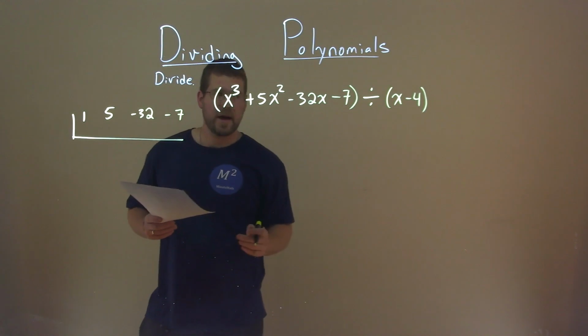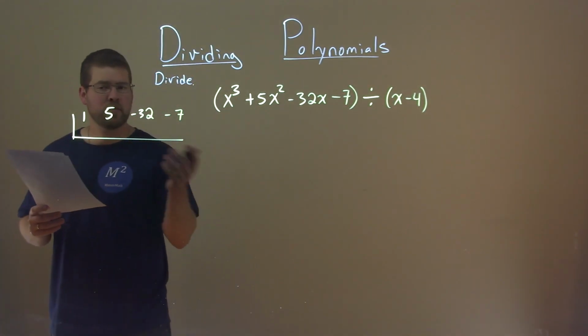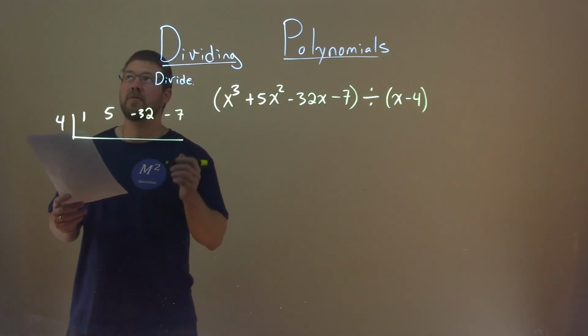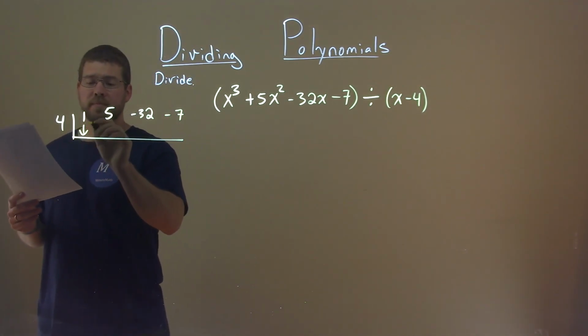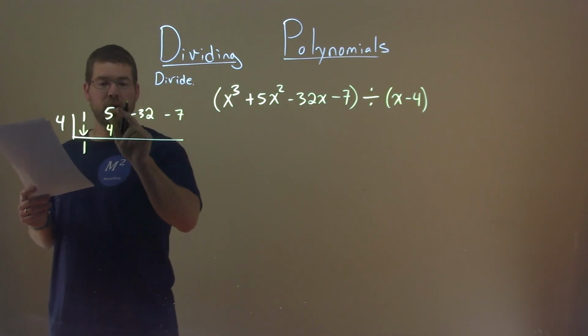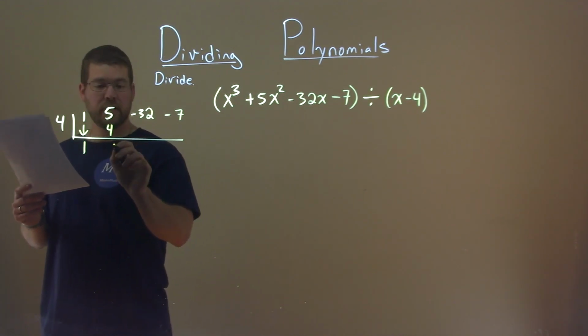Now, we're dividing by x minus 4. Opposite of minus 4 is a positive 4. So now it's all set up to divide. Bring down the 1. And 4 times 1 is, well, 4. 5 plus 4 is a 9.